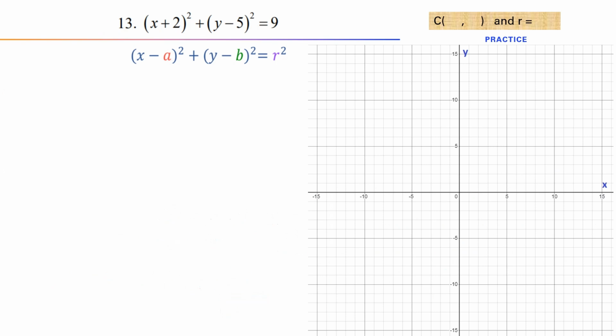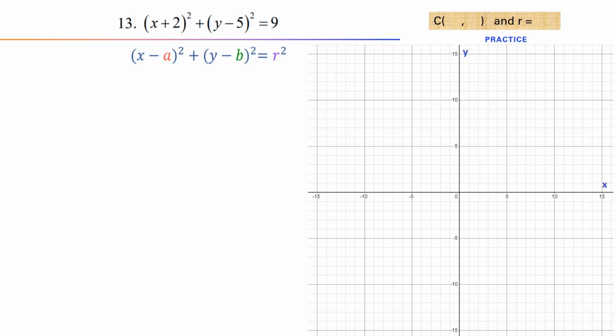So to graph a circle, we'll need a center and a radius, and it's easier to see that information in standard form. So look at question number 13. We have x plus 2 all squared plus y minus 5 squared equals 9. And this is the standard form of this circle. So we will see how we can read this one.